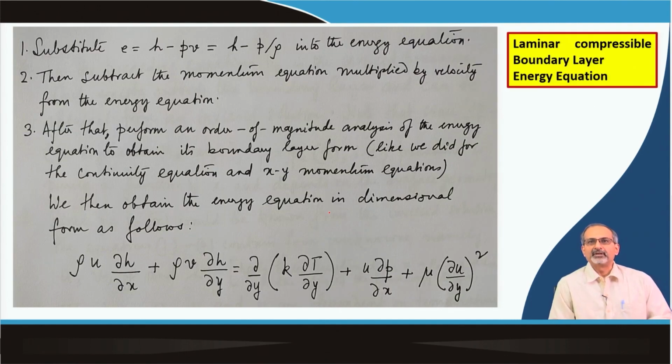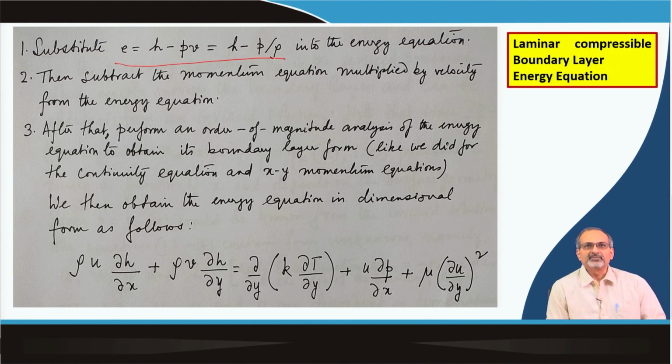We continue discussing the laminar compressible boundary layer equations, and we now take up the energy equation. So, what we need to do is have a look at the energy equation where we left it and substitute in place of the specific internal energy this expression H minus P V, where V is the specific volume, or it could be H minus P by rho if you want to state it in terms of density. So, that needs to be substituted in place of specific internal energy.